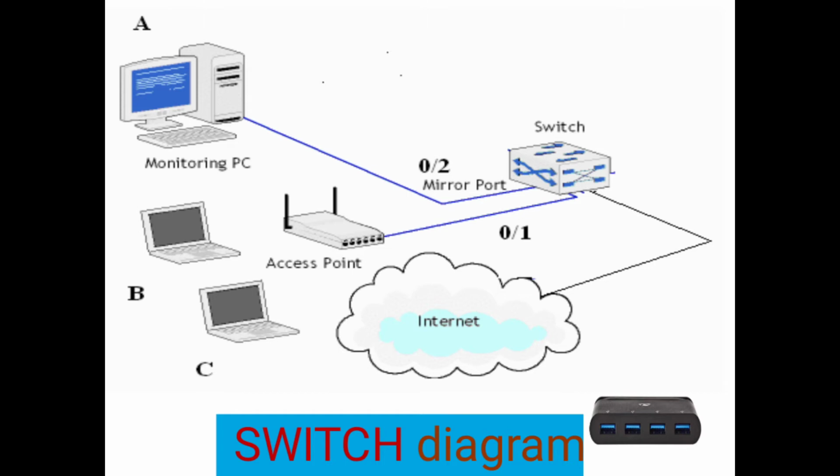See, in this case you can see that there is one computer, one laptop, another laptop, and in between there is a switch. So you can say device 1, device 2 and device 3. There are 3 devices which are connected with the help of a switch. This time we are not using a hub, we are using a switch.